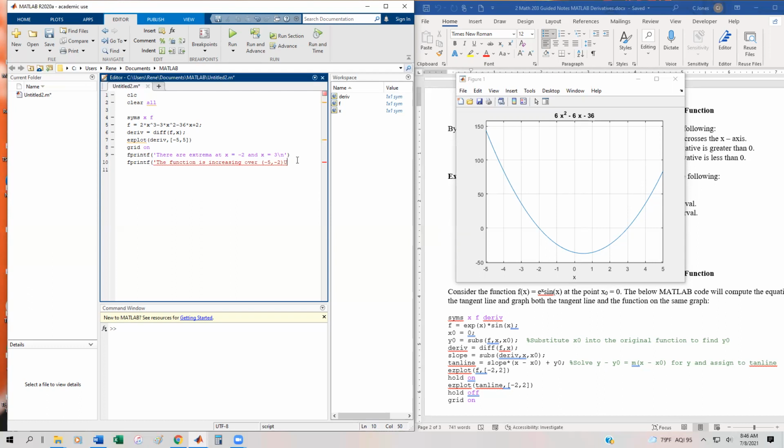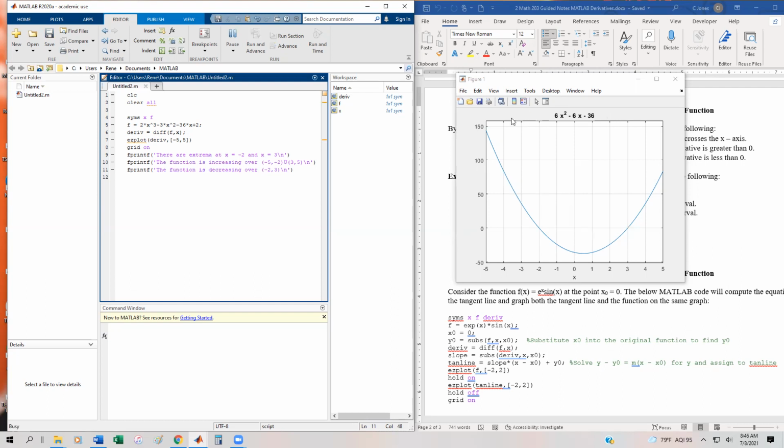And I just use the letter U, and I'm going to say 3, 5, and then \n. And then I can just copy and paste this statement, and I can figure out where the function is decreasing. And notice that the graph of the derivative is negative from -2 until 3. All right, so we're just looking at the y value. Okay, so I'm going to say from -2, comma 3.